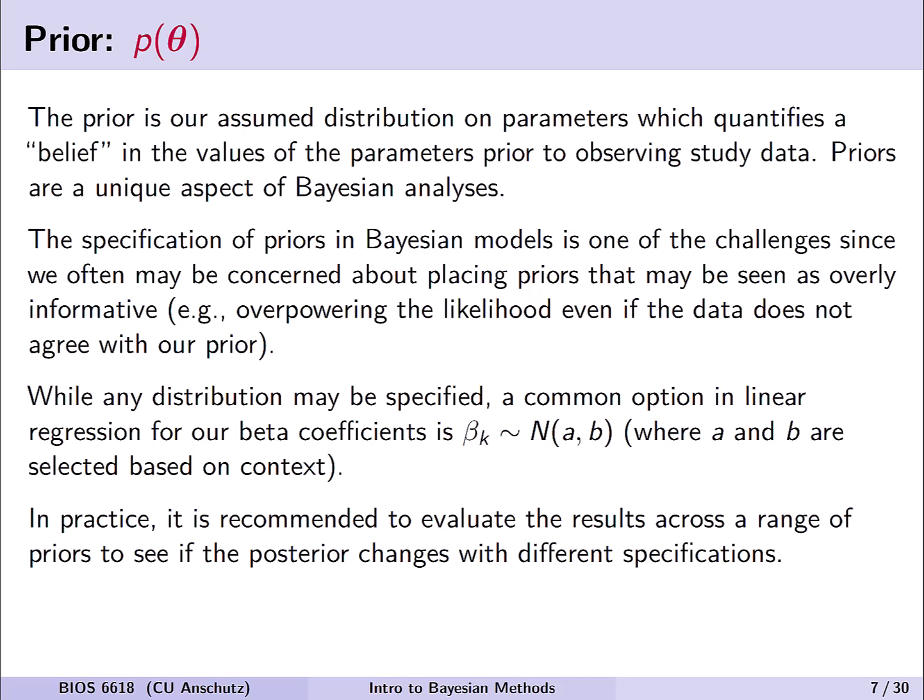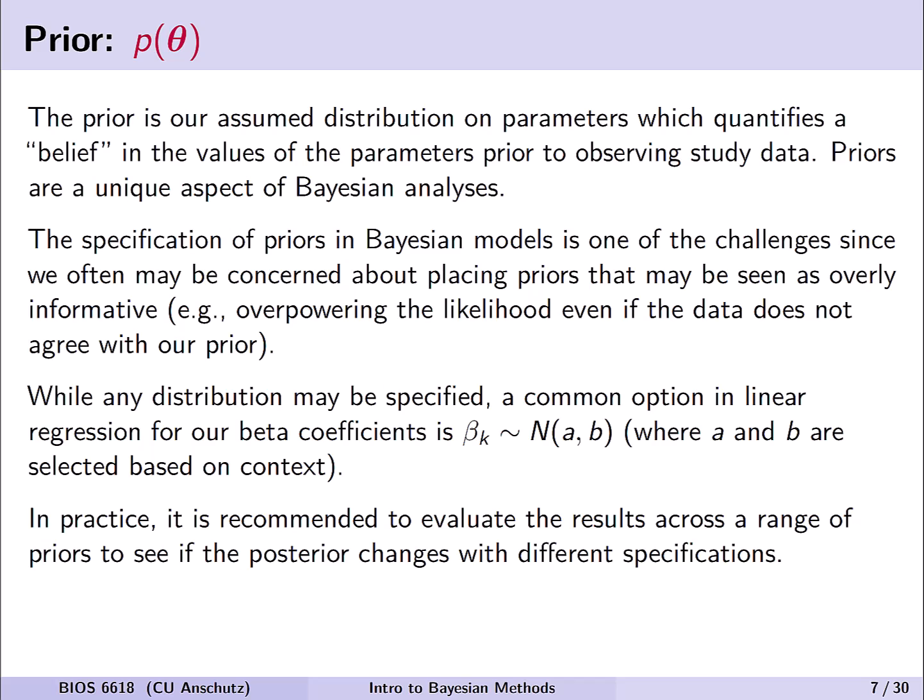What is unique to the Bayesian approach is this idea of the prior, or p of theta. The prior is, generally speaking, our assumed distribution on parameters which quantifies a belief in the values of the parameters prior to observing our study data.